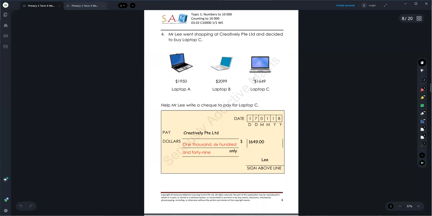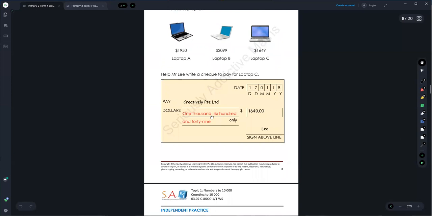But it's good to tell them that in checks you need to write the value in numbers and then in words as well. So how do you do it? 1,649. Just like what they have done in P2 when dealing with numbers, just take note that after 1,000 there's a comma.